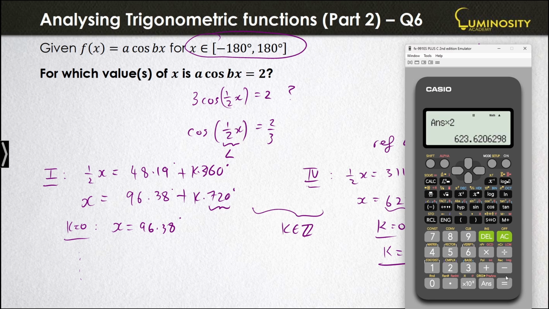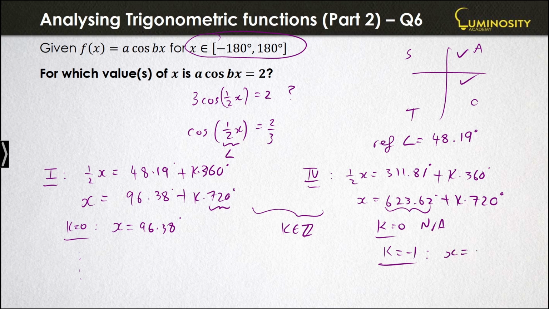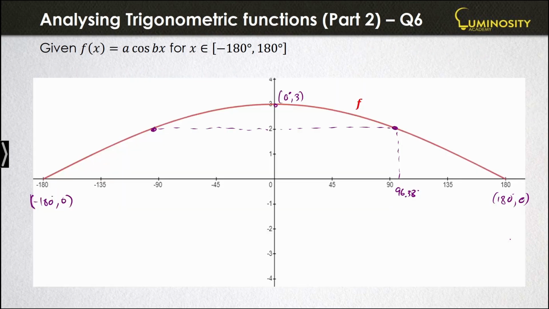Okay, so multiply by 2. That's the answer. So it's that answer minus 1 amount of 720. We get -96.38. Okay, and does that make sense? -96.38 degrees? Yes.